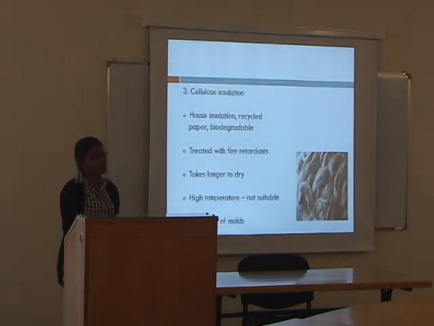The next alternative is cellulose insulation. Cellulose is nothing but recycled paper and is used in house insulation. It is very natural and it is biodegradable also. It is paper, and yes, it should be treated with fire retardants so that it does not combust easily when burned. And it takes a longer time to dry, that is, it retains moisture in itself, and it is not suitable for high temperatures. Because it retains moisture for a very long time, fungus growth may be seen in it.